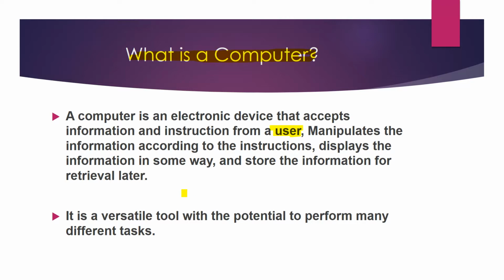So what does it mean? Suppose if you are working on the computer, whatever command you are giving manipulates the information according to your instructions, right? Suppose you are writing a document in MS Word and you want to take a printout or display that information on the monitor, so the computer displays the information in some way, and if you want to save that information, the computer stores it for retrieval later. So you can say it's a versatile tool. A computer is a versatile tool with the potential to perform many different tasks, right?